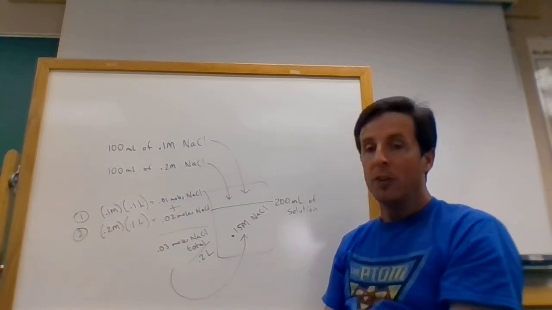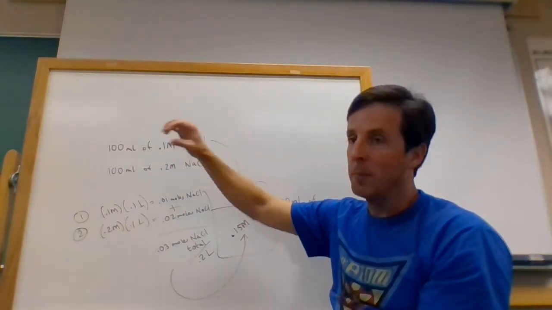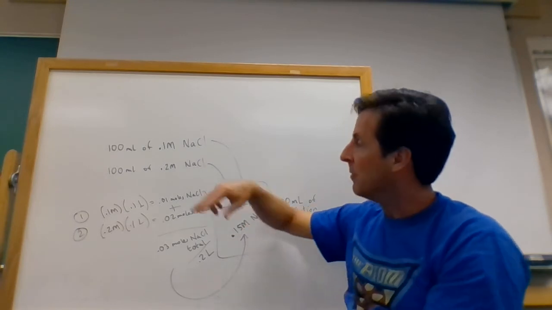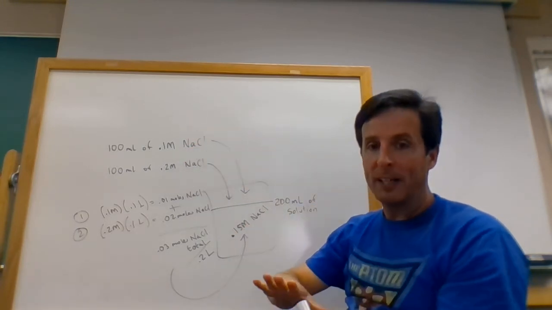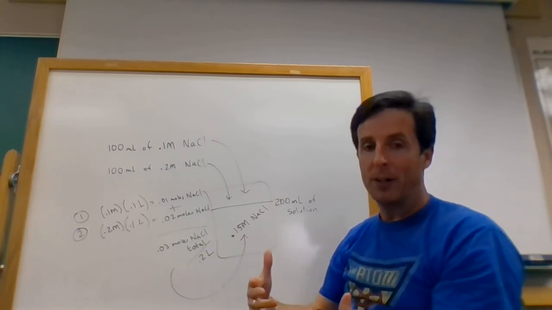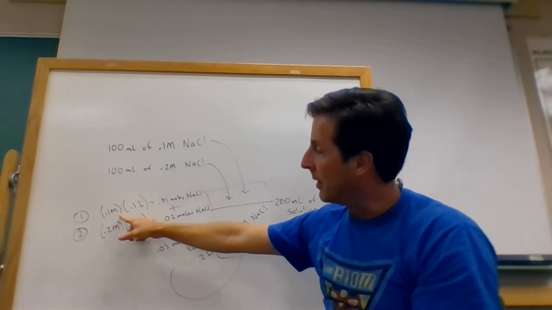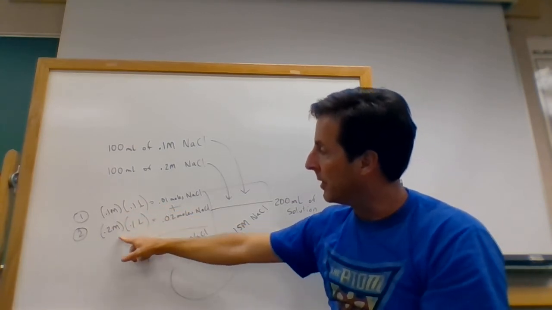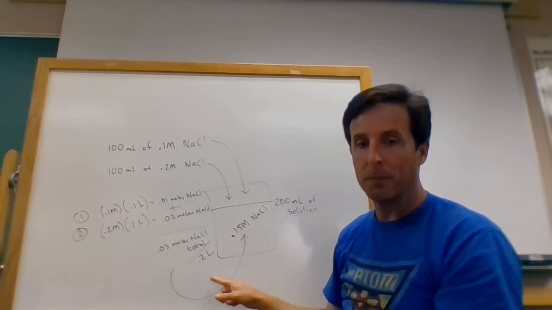Okay, so the shortcut, we recognize it's the same volume of both. So when you mix equal parts of two solutions, your concentration is going to be halfway between. If it's not like that, then the better way to do it, the one that's going to work every time no matter what, will be molarity times volume in the first solution, molarity times volume in the second solution, add them together, and then divide it by the total volume.